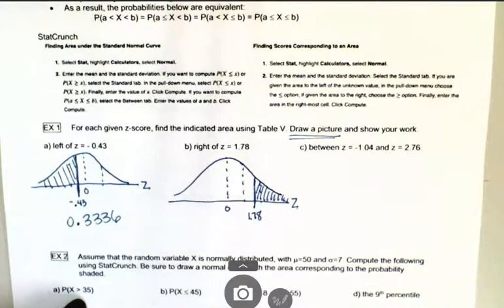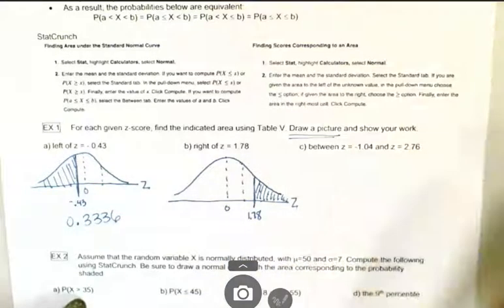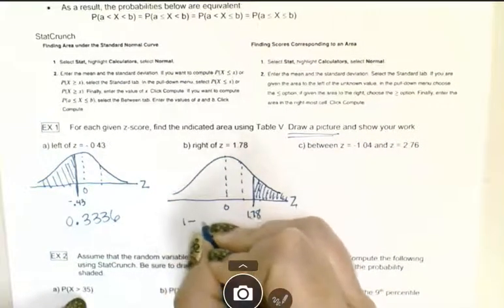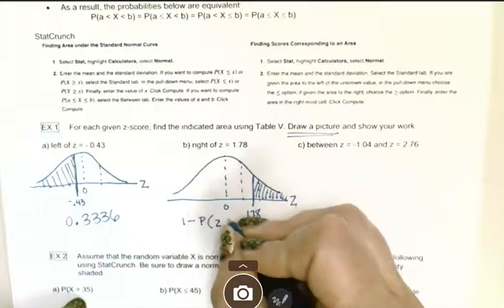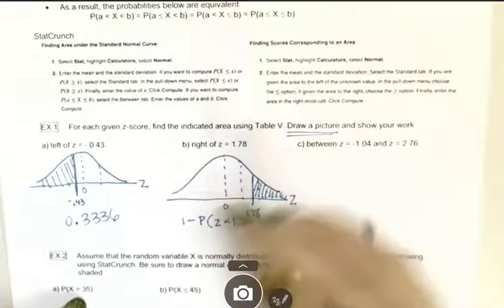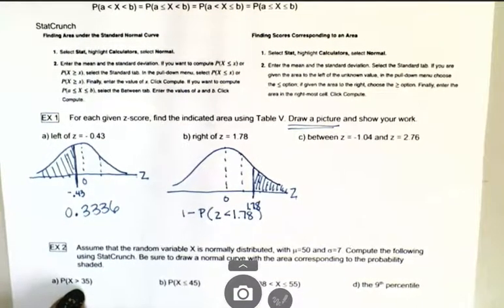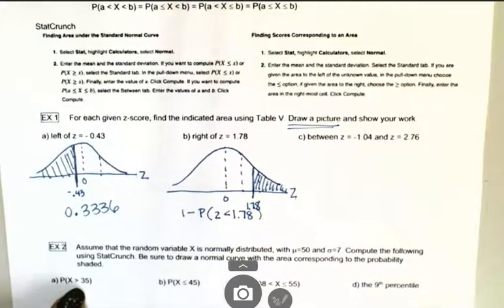Luckily for us, we've already learned about complements and that the total probability has to be 1. So whatever the area on the right is, it has to be 1 minus, so total minus the area on the left. So that's what I'm going to do. 1 minus the probability of z being to the left. And you can just write 1 minus left area if you want as well. But you need to write something. It says show your work. You need to write something that shows me how you got the number, right?